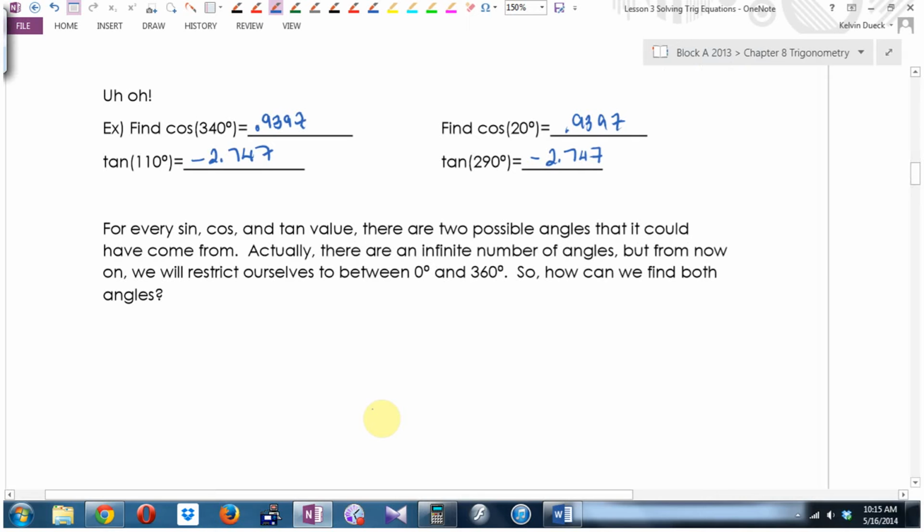For every sine and cos and tan value, there are actually two possible angles that they could have come from if we stay between 0 and 360. In fact, there's an infinite number of angles, Connor, if we allow ourselves to keep going around and around, but we're going to stay between 0 and 360. How can we find both? We're going to have to do a procedure, and this is what's going to be on your test. This is how we're going to solve trig equations. Whenever I say solve a trig equation, you're going to be looking for two angles.